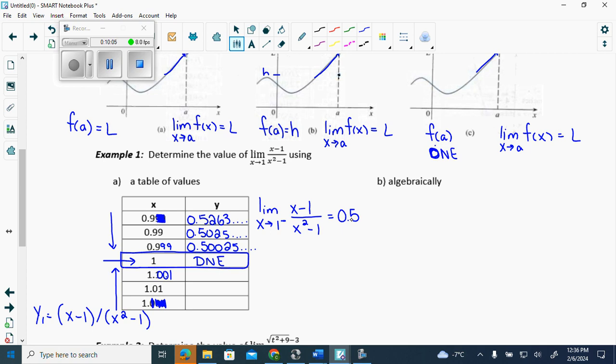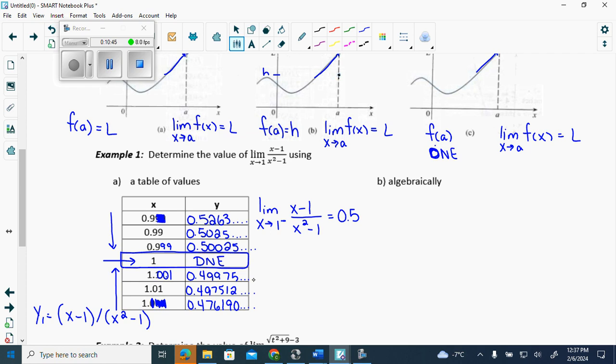So we're going to put in 1.1 first. I go 1.1, and I get 0.476190, because it's further away. I put in 1.01, and I get 0.497512. And I get really close with 1.001, 0.49975, and so on. Could I even put in 1.00000000001? And it says 0.5. I can make it even closer.